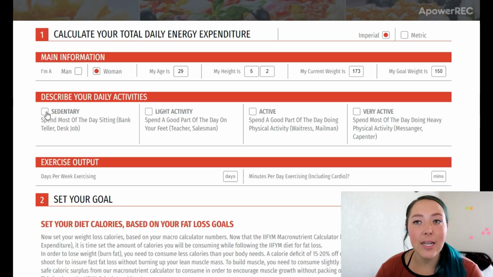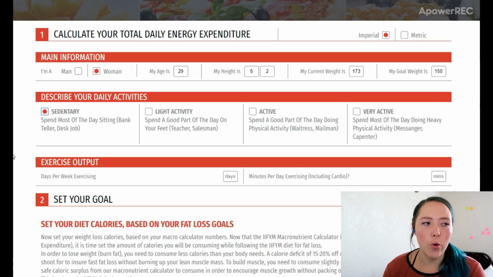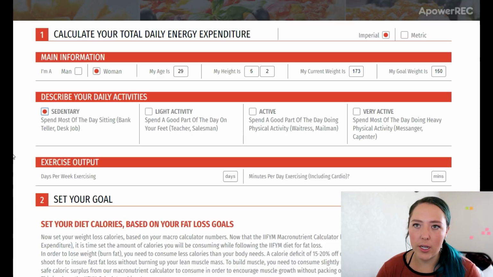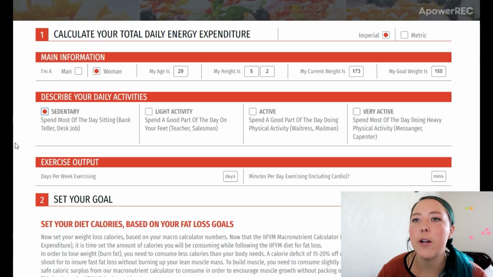Okay, so then you need to describe your daily activities. I am going to put sedentary. I think that most people fall into this category. Unless you're a teacher or a construction worker or a waitress or something along those lines where you're actually up, moving, and on your feet all day, I would say go ahead and do sedentary.